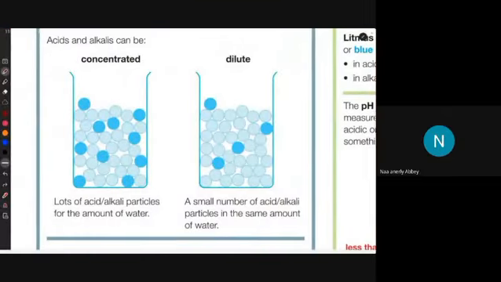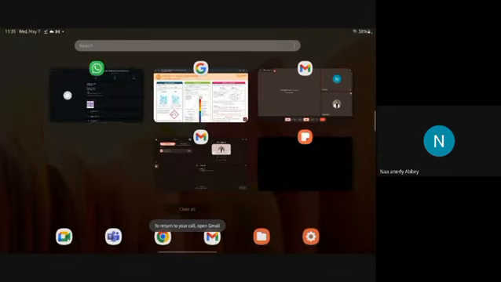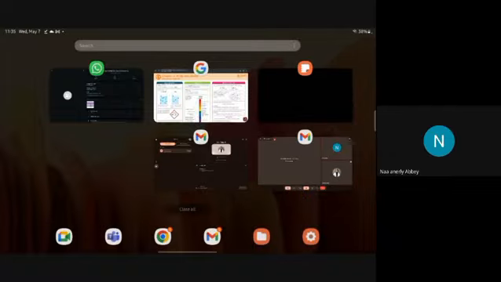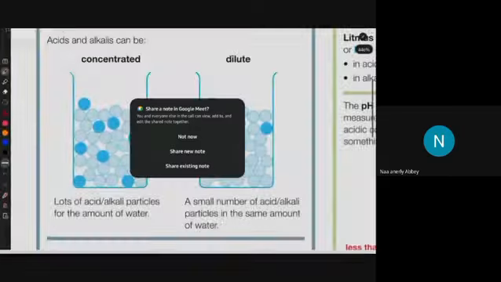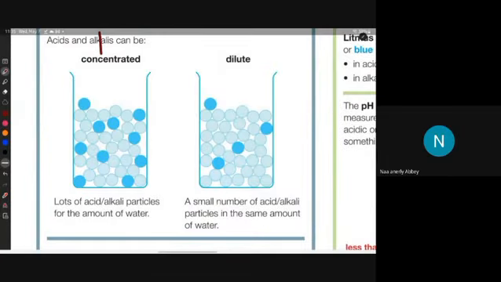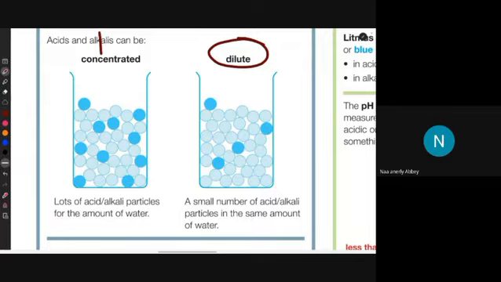Okay, so like I was saying, when we talk about acid and alkali particles, whenever you have more particles of acid and alkali, we say that something is going to be concentrated, right? And if we call it dilute, dilute means that in the same amount of water, the number of acid and alkali particles is going to be less. So if you have more acid or alkali particles, you call the solution concentrated, whether the acid is concentrated or the alkali is concentrated.